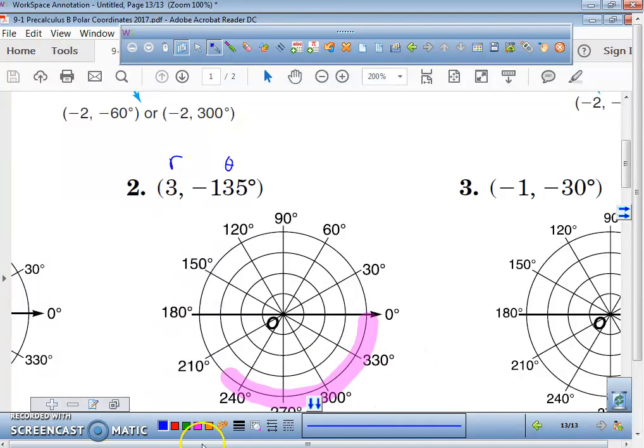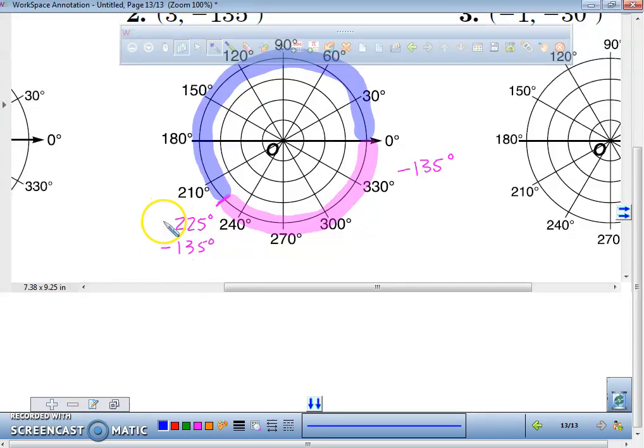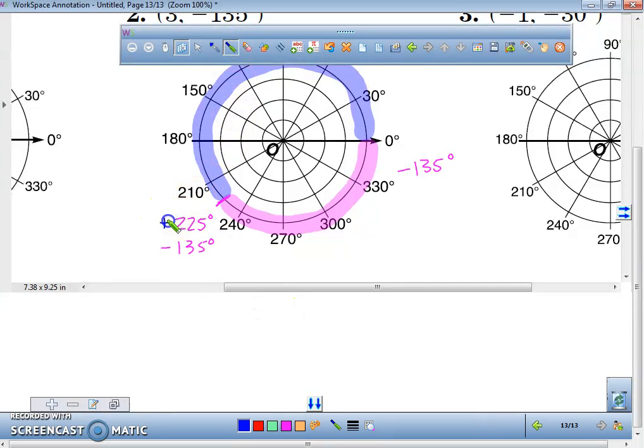So I need you guys to understand. This represents negative 135 degrees, which would be the same as saying a positive how many degrees? Where am I right here? Oh, right there. Where would that little mark be? That would be at 225, which is the same as a negative 135. So I'm going to put plus 225 is the same as negative 135 degrees.